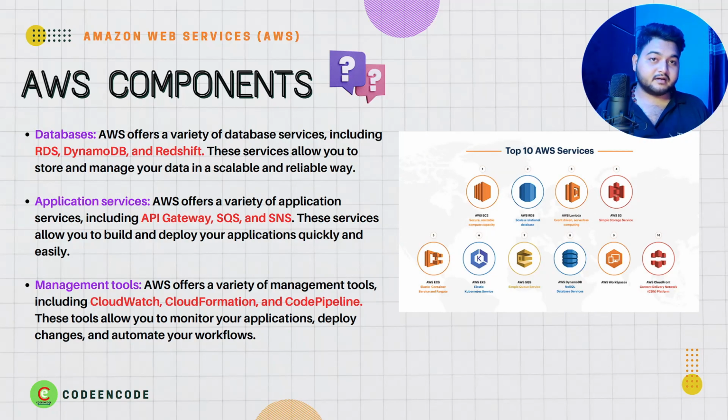In the database segment, AWS offers RDS, DynamoDB, and Redshift as its core services, right? And these services are again scalable. That's why we prefer these cloud services: they are quite scalable and quite elastic. Then we have application services, including API Gateway, then SQS, Simple Queue Service, then SNS, and all these services are in the application services segment, right?